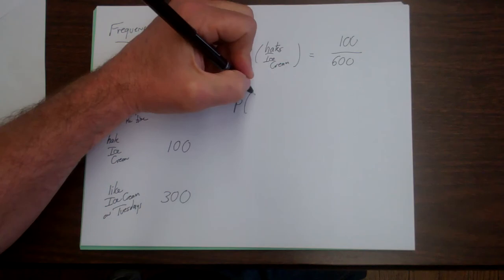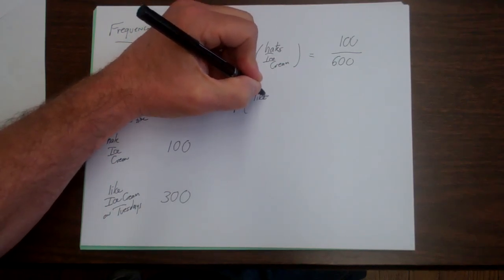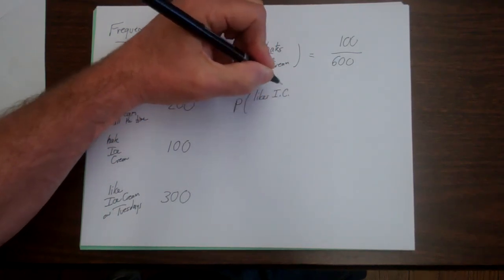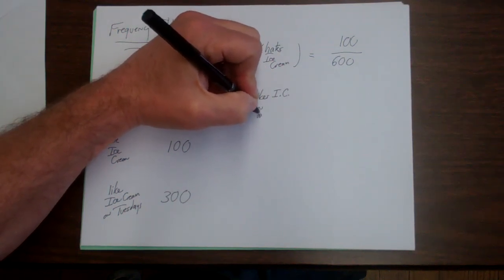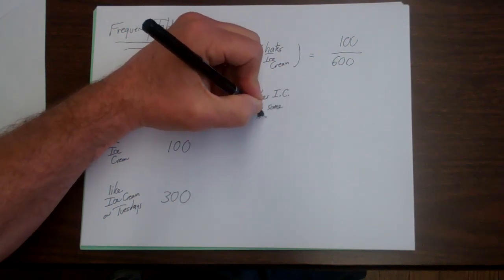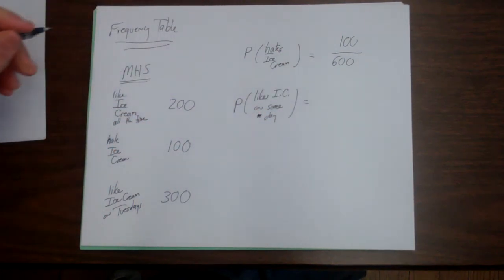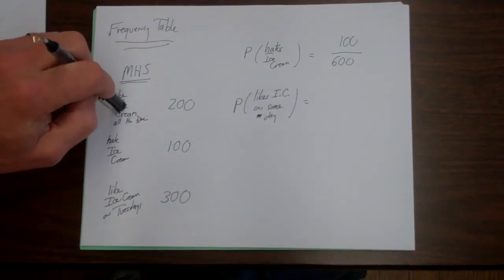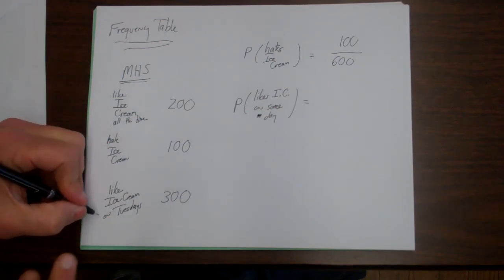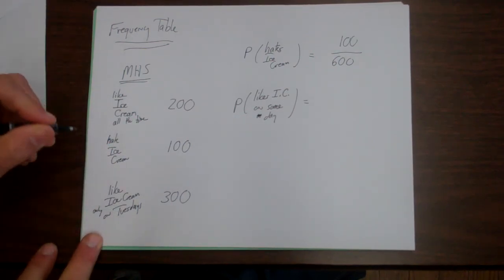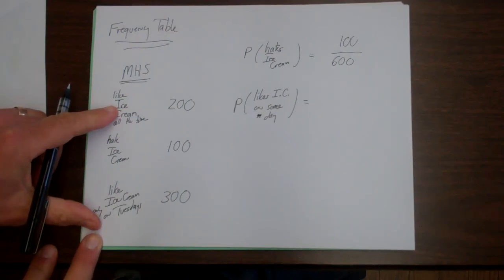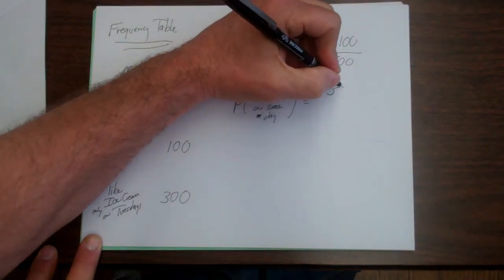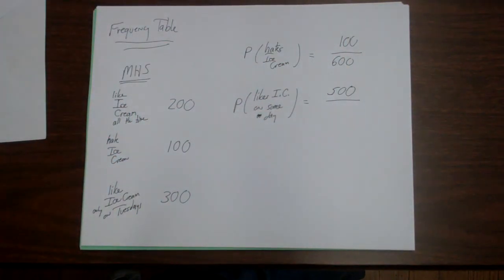Now let's say, find the probability that someone likes ice cream on some day. Well, if you think about it, there are people who like ice cream all the time, and there's people that like ice cream only on Tuesdays. But both of them like ice cream at some point. So that's going to be a total of 500 people that like ice cream on some day out of 600 total. And that's all a frequency table is.